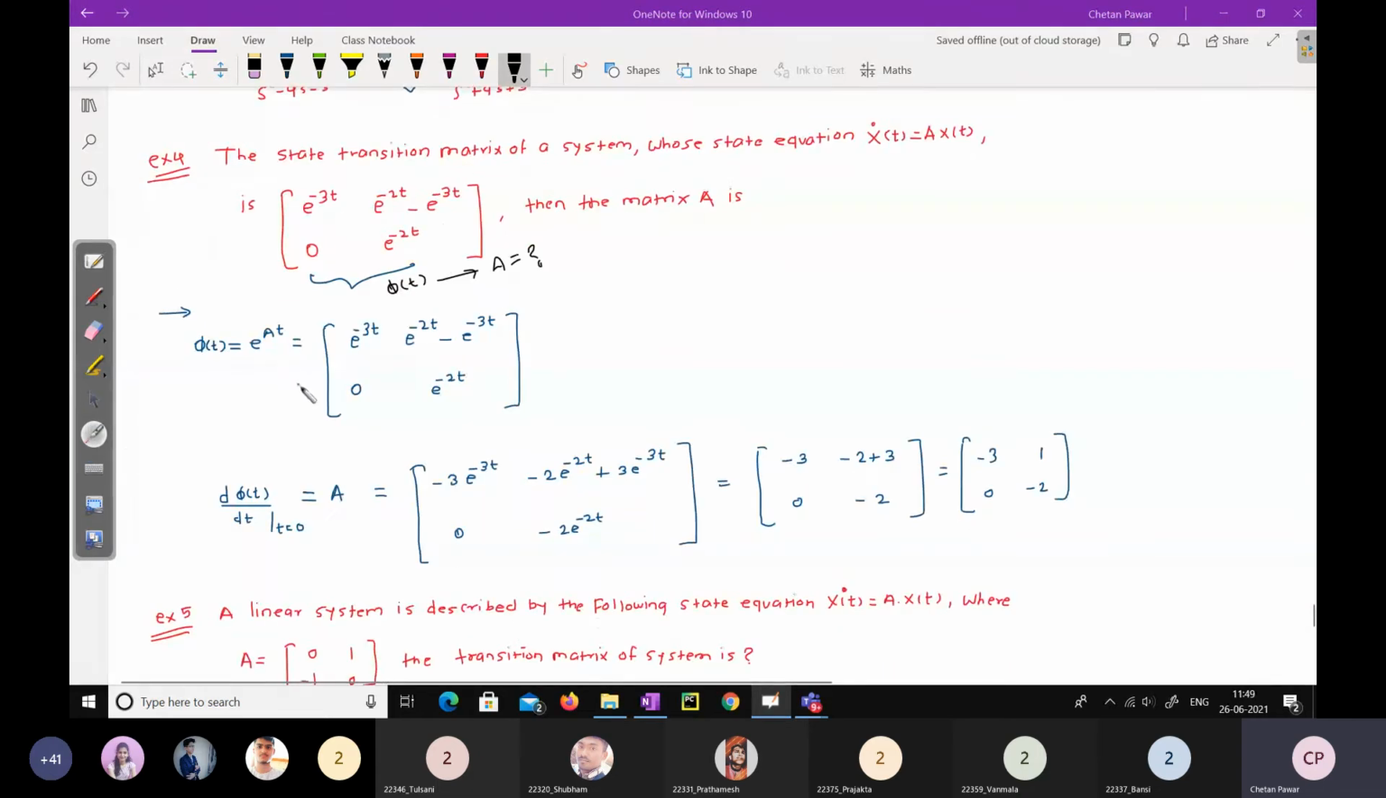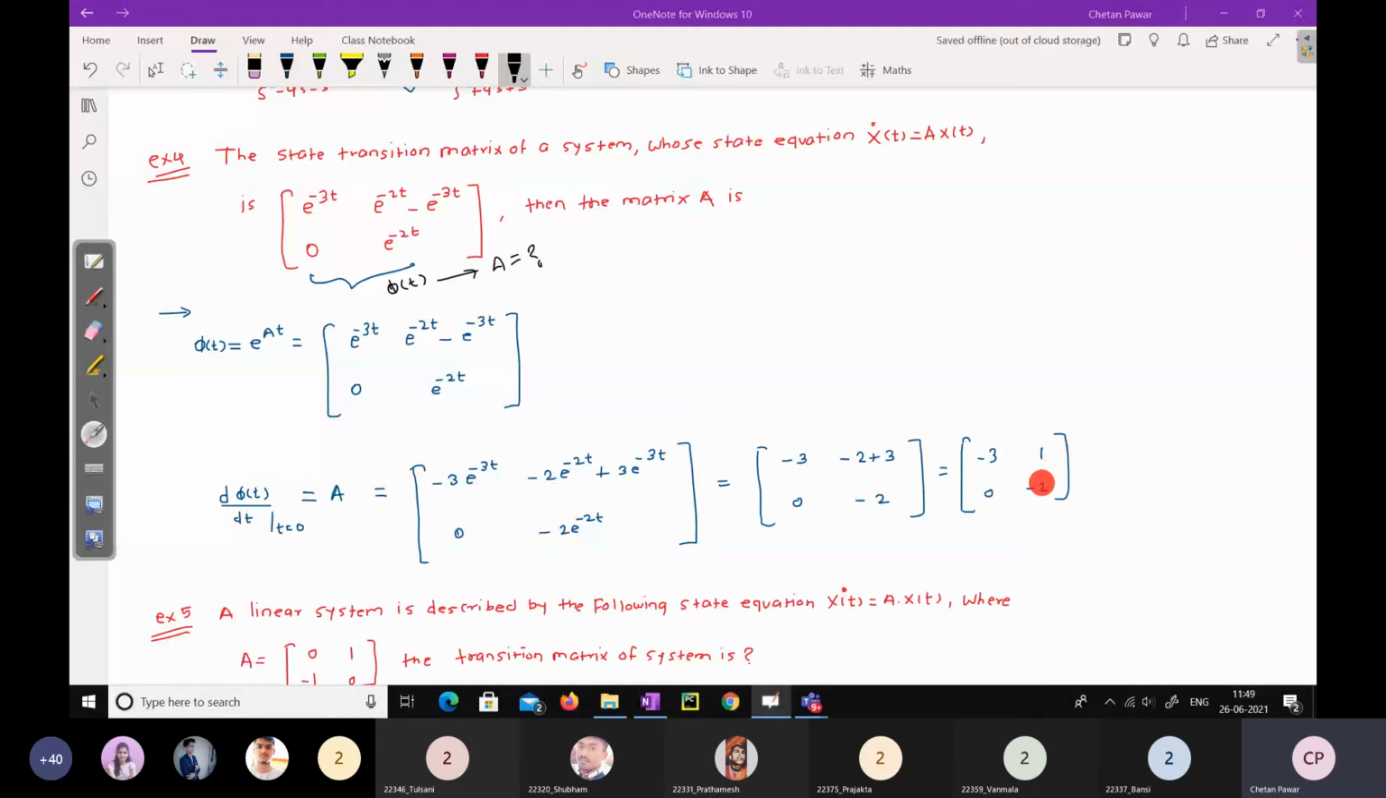Okay. So I have taken the differentiation. For each term I will take the differentiation. So the differentiation of e raised to minus 3t will be minus 3 into e raised to minus 3t. Similarly, this term's differentiation will be this. The differentiation of 0 will be 0, and this term's differentiation will be this. Okay. After that, we put t equal to 0. When you put t equal to 0 in these terms, you will get minus 3, minus 2 plus 3, 0, minus 2. So what matrix will you get? The system matrix: minus 3, 1, 0, and minus 2. Okay.